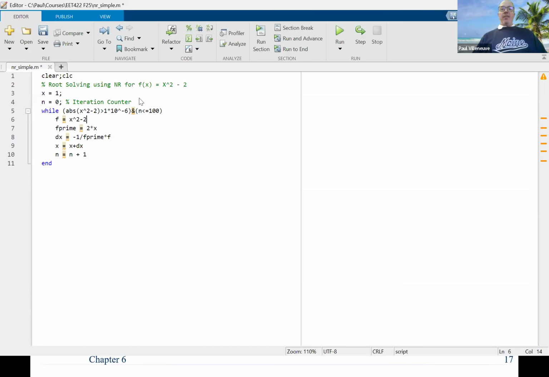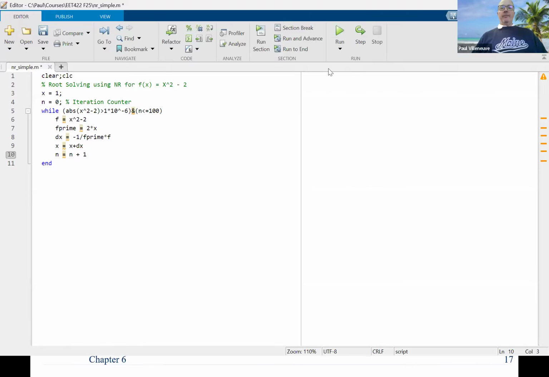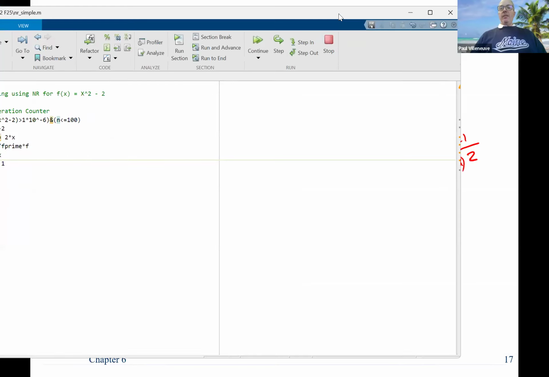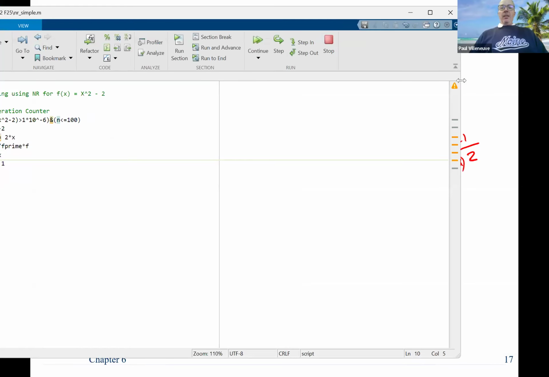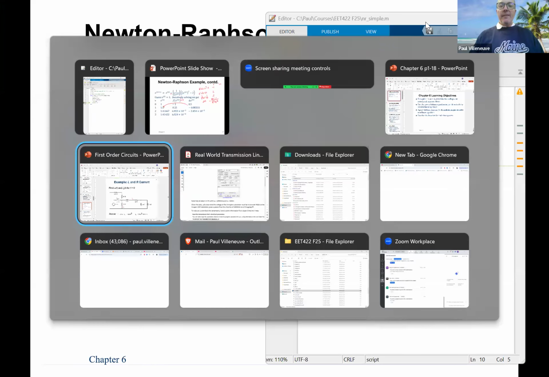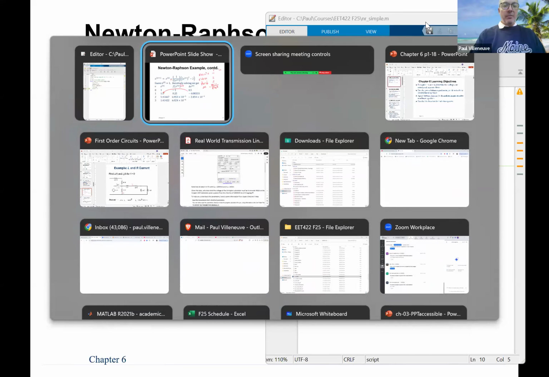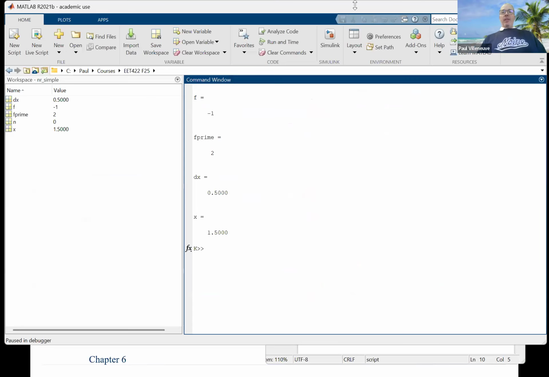So I'm going to go ahead and run this, but I'm going to set a breakpoint. I'll set a breakpoint right here. All right, so let's run it, and let me slide this over so maybe we can see what MATLAB is telling us. Where's MATLAB? Guess I have a lot of things open. Okay.